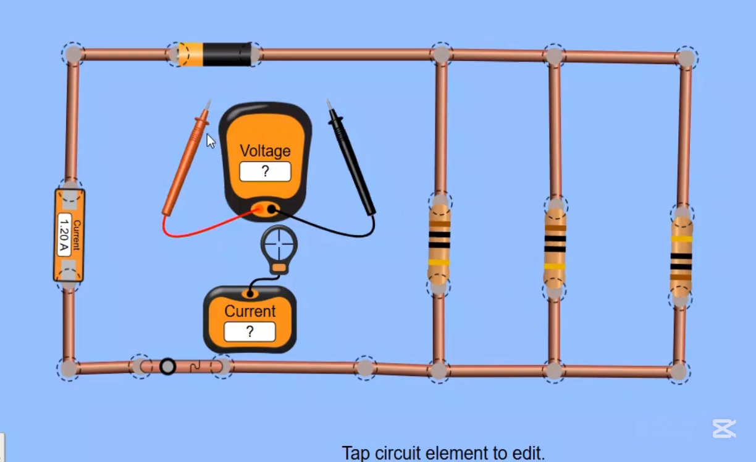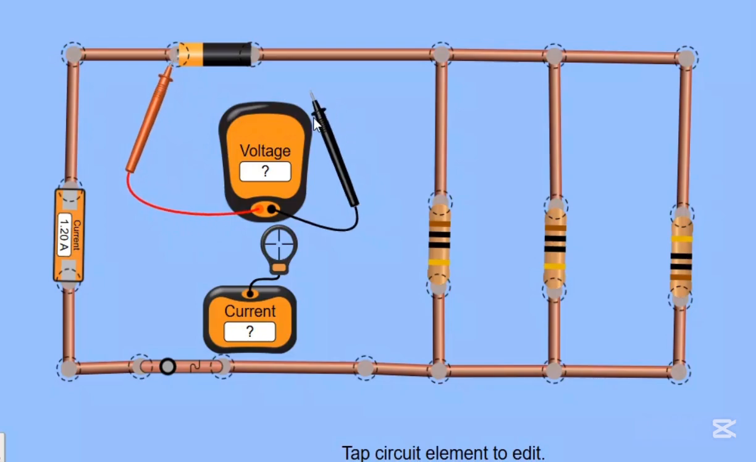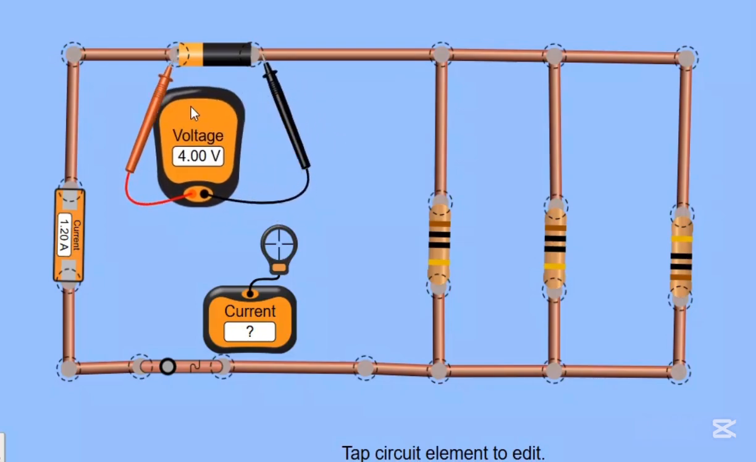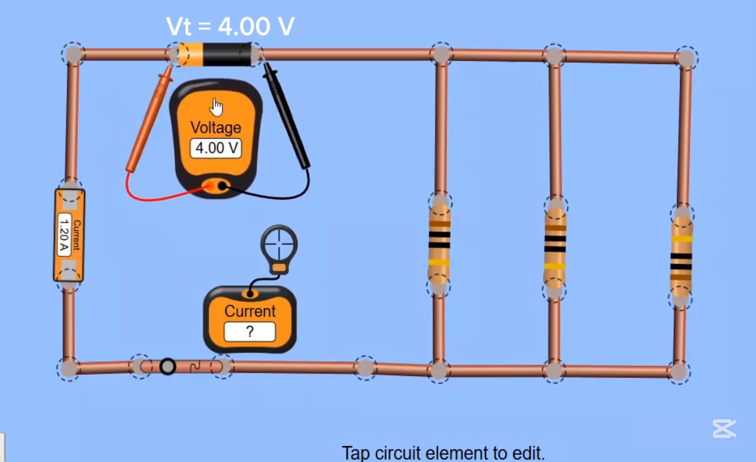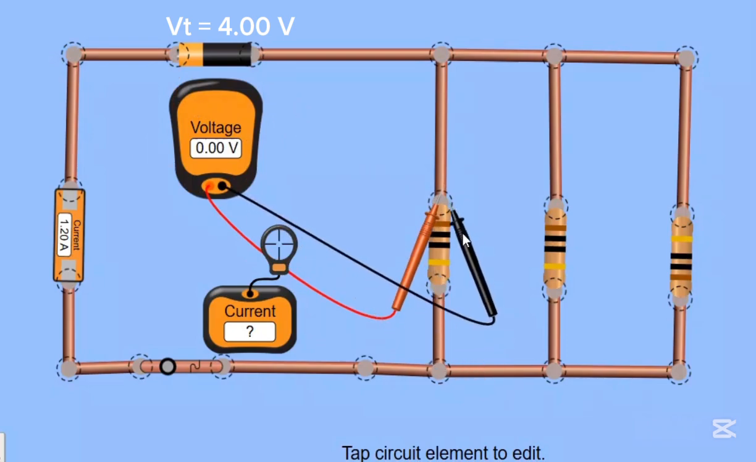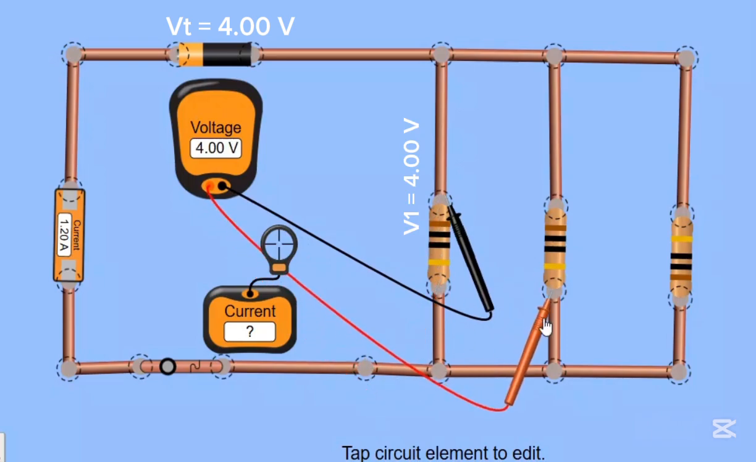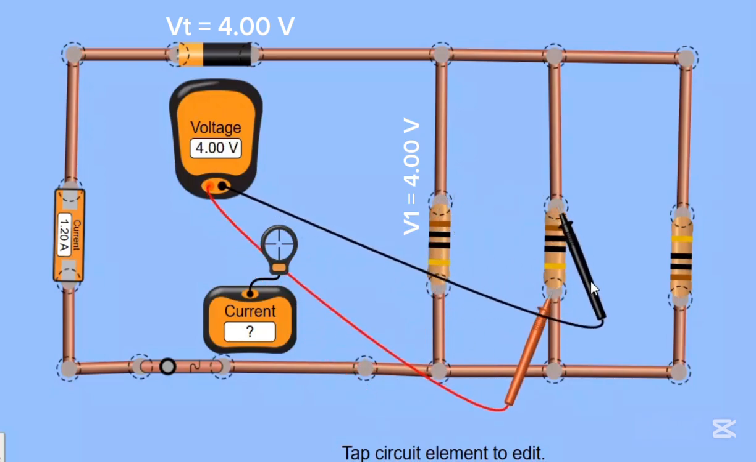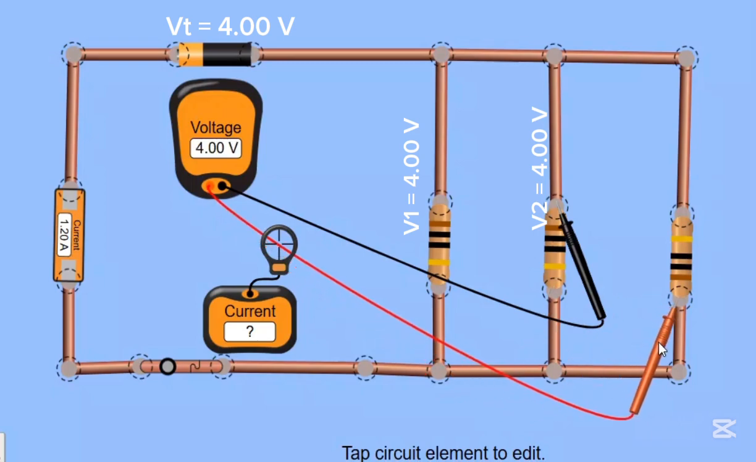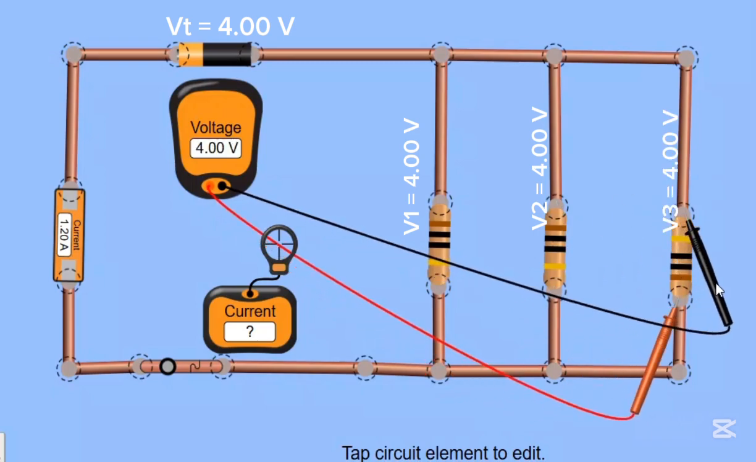Let's first check the voltage on the battery. The total voltage on the battery is 4 volts, that is 4,00 volts. Then let's check kwi-resistor nganye pha. So it's 4,00. Let's check here, it's 4,00. Let's check that one, it's 4,00. Now if you can look at this, the voltage is the same throughout.